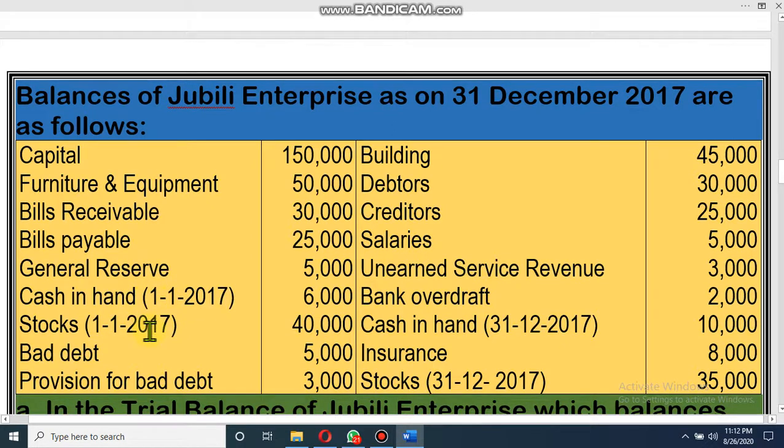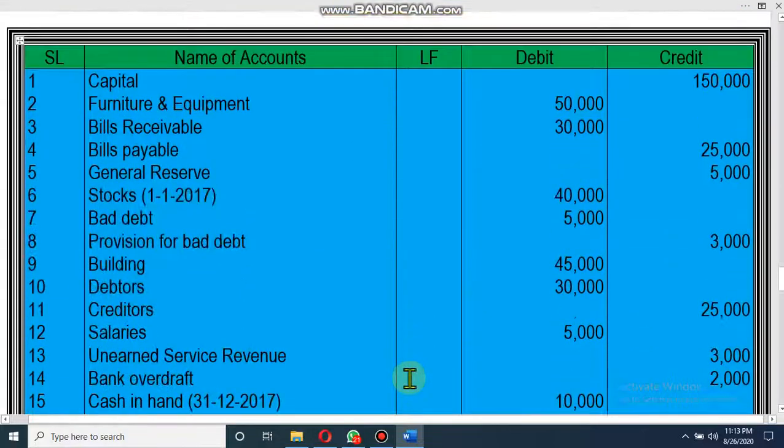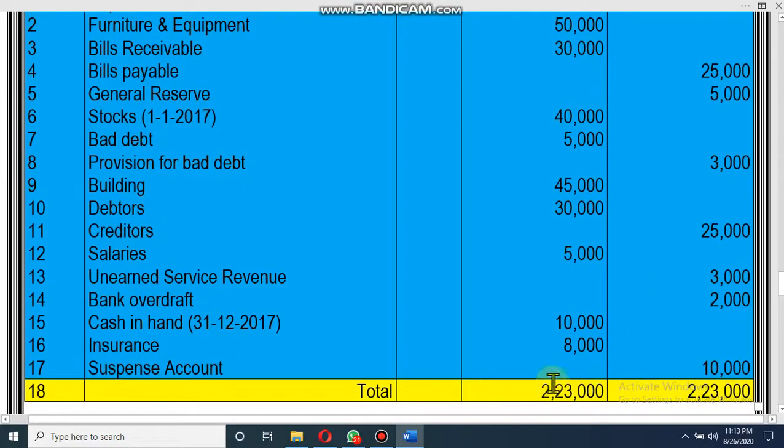Stock, debit. Bad debt, expense, debit. Provision for bad debt, opposite to expense, so credit. Building, asset, debit. Debtor, asset, debit. Creditor, liability, credit. Salaries, expense, debit. Unearned service revenue, it is a liability, credit. Bank overdraft, liability, credit. Cash in hand, asset, debit. Insurance, debit. Stocks, debit.